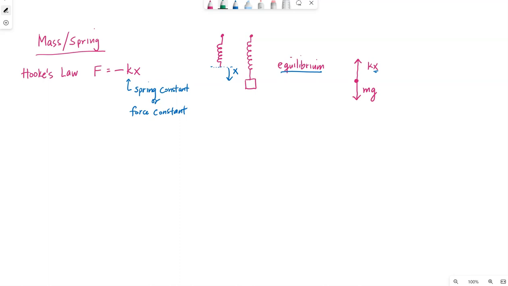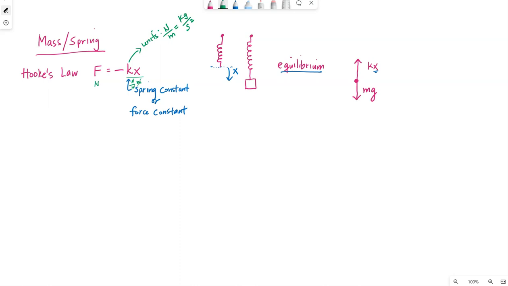k has units. The units can be written either as newtons per meter, which, if we think in terms of force, needs to be in newtons. x is a distance, a stretch or compression, so if that's in meters, k has to be in newtons per meter in order for the force to come out to be in newtons. But because a newton is a kilogram meter per second squared, this is also a kilogram per second squared. So either unit, whether we use newtons per meter or kilograms per second squared, it's valid either way.